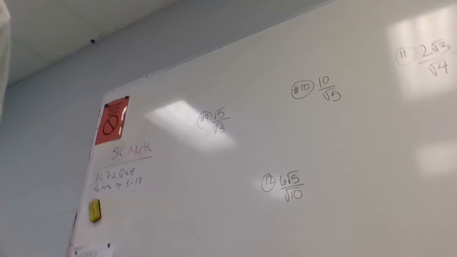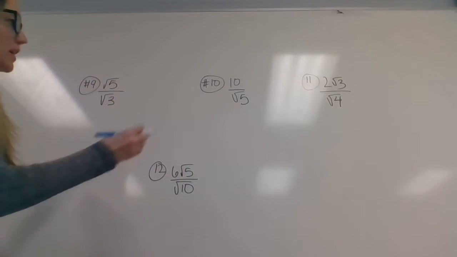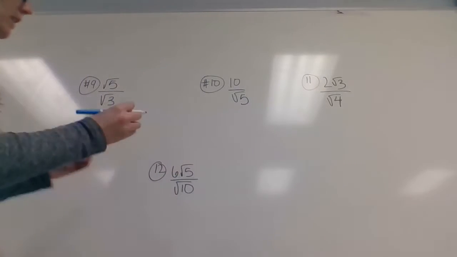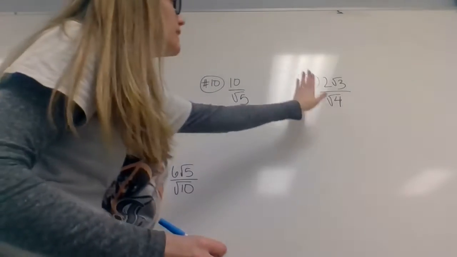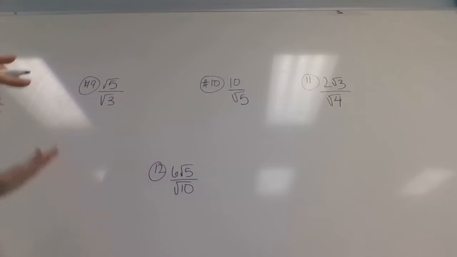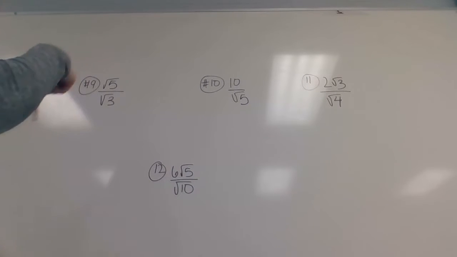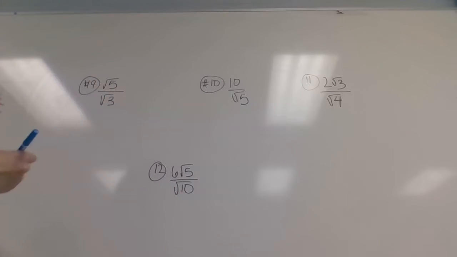All right, for problems 9, 10, 11, and 12, I'm asking you to rationalize and simplify. So remember, in math, we can't have these square roots. I have a root 3, a root 5, a root 4, and a root 10 in my denominator. That cannot happen. So we need to get rid of that radical in the denominator by multiplying both the top and the bottom by that root.